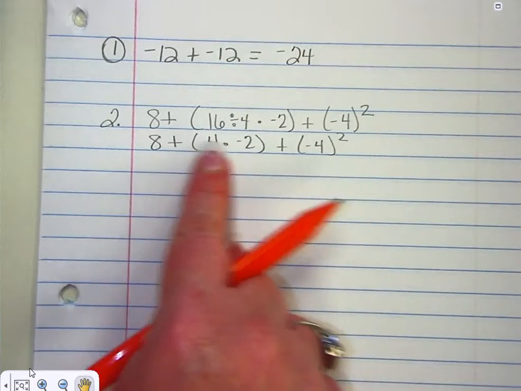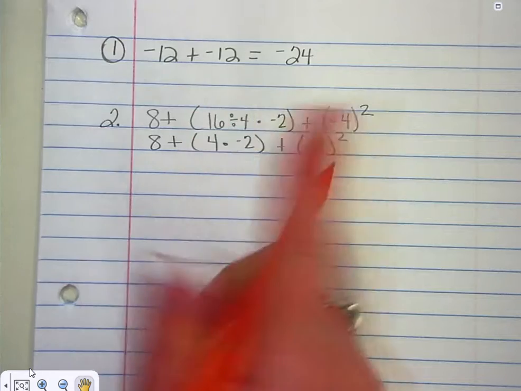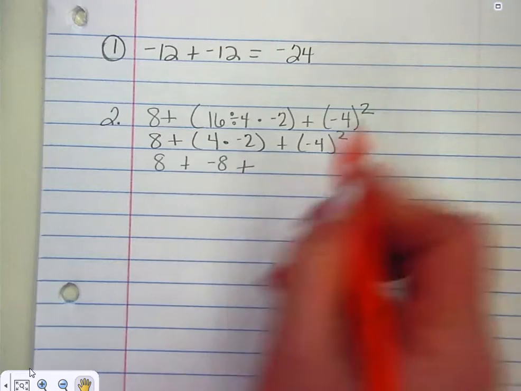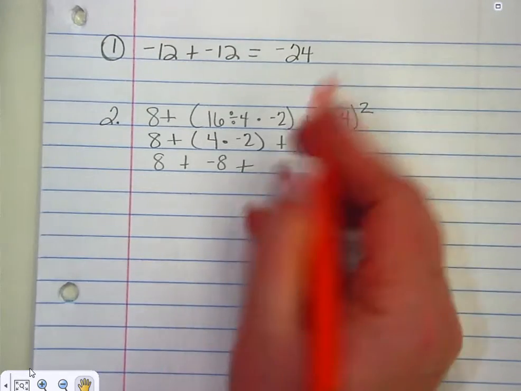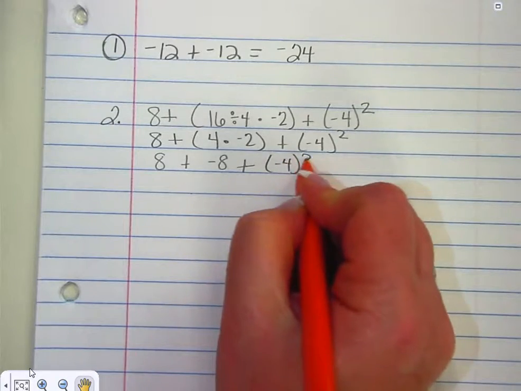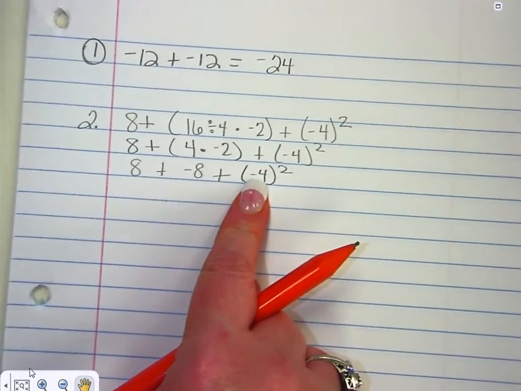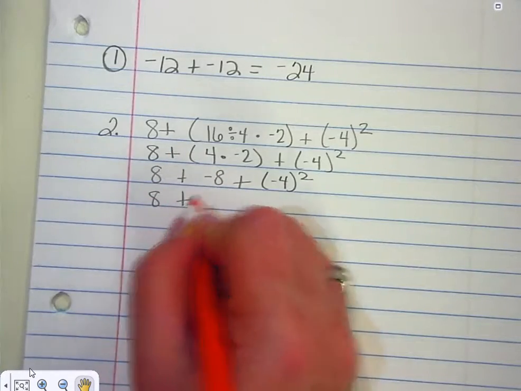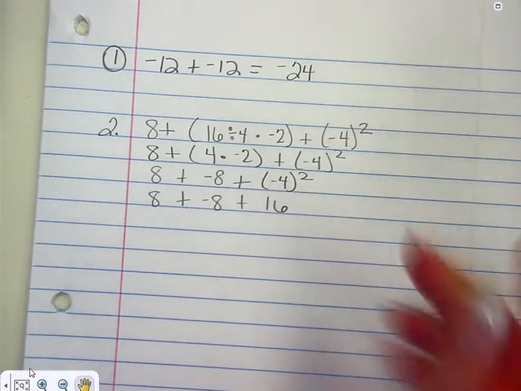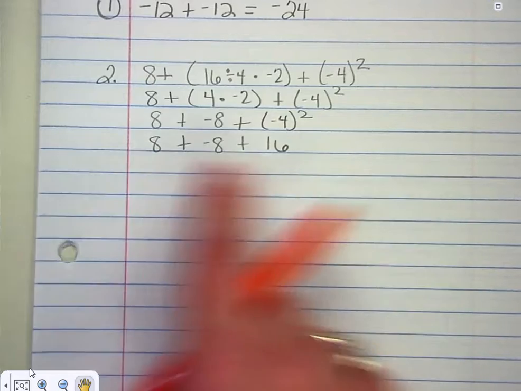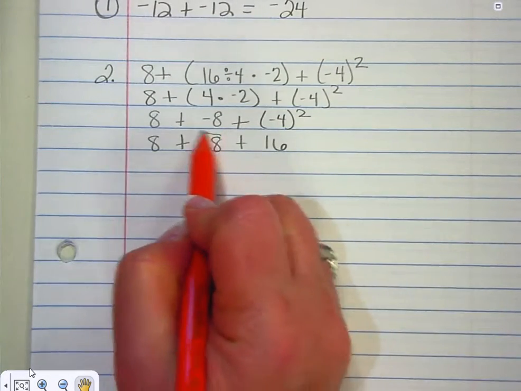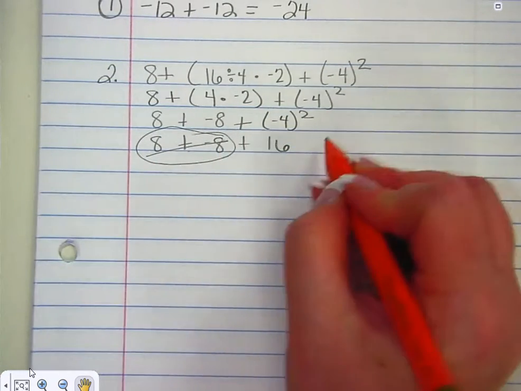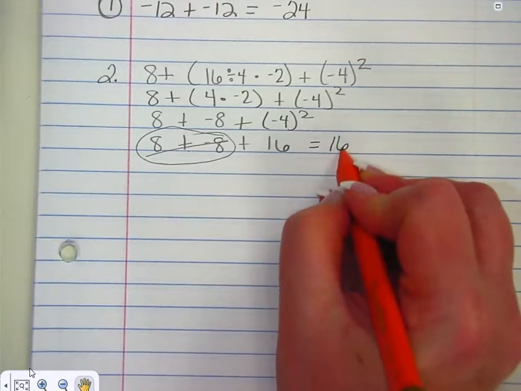And now I can do this multiplication. What is 4 times negative 2? Negative 8. And what is negative 4 squared? That's the next step. So negative 4 squared means negative 4 times negative 4. A negative times a negative is a positive. And now I have nothing but addition, so I work left to right. What do I know about positive 8 and negative 8? They make a 0 pair, so my answer is 16.